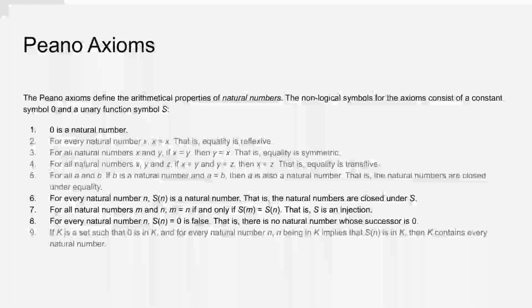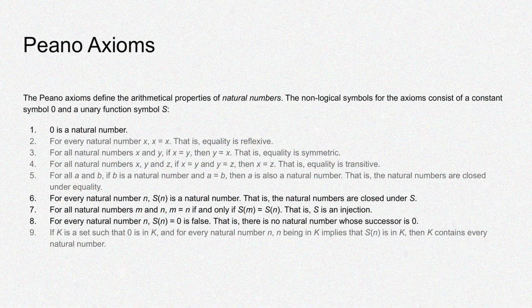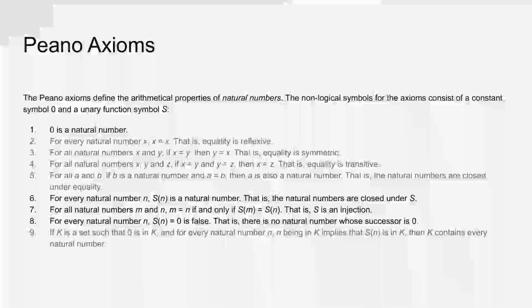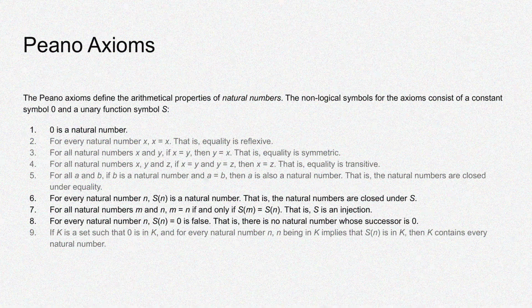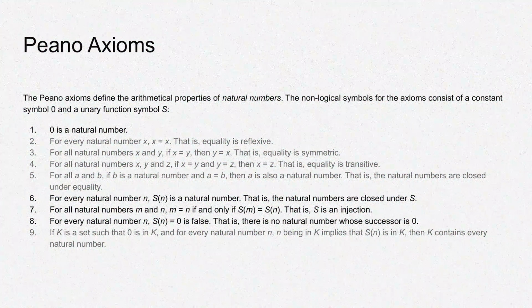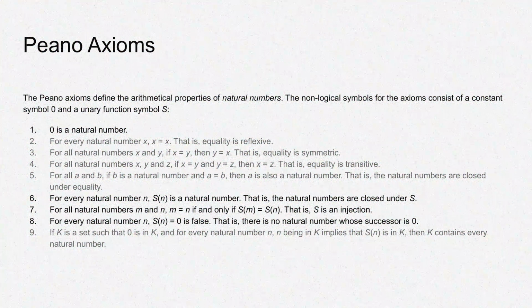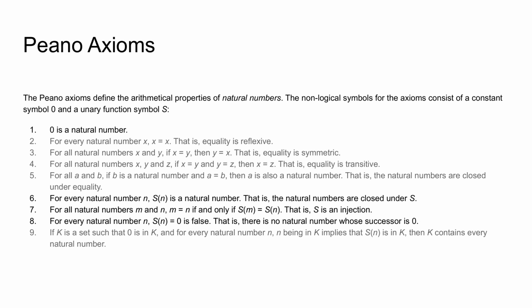2 through 5 are the definition of equality, which kind of follows anyway from first order logic with equality, so we don't really need to worry about them. And either way, Rust will handle them automatically. And 9, which is induction, is really outside of the scope of this example, although it can be represented in Rust also. So anyway, 1 just says that 0 is a natural number.